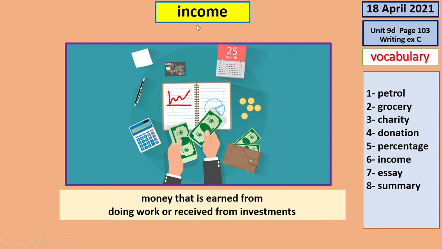And we call this one income. Income: money that is earned from doing work or received from investment. So income means like salary, the money you get at the end of the week or at the end of the month, from doing a job or investment.